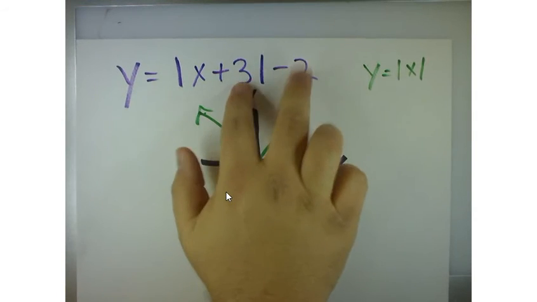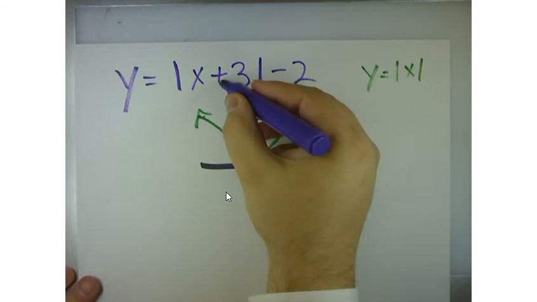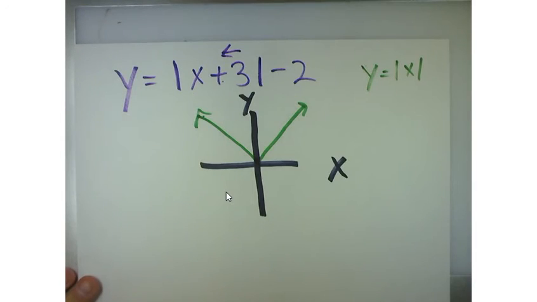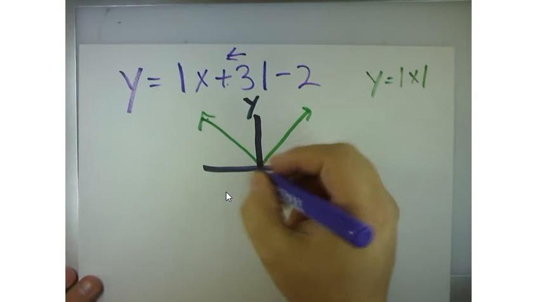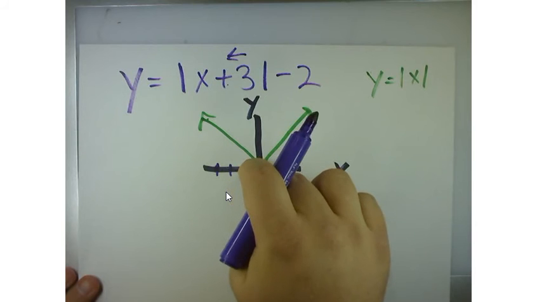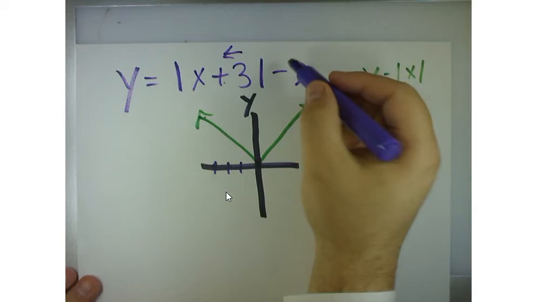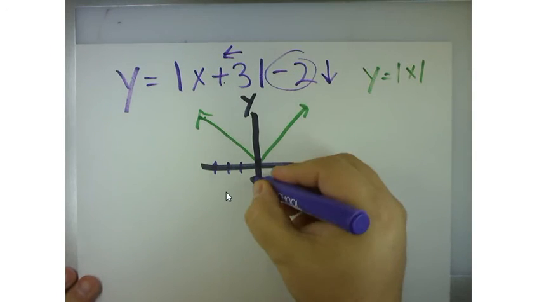What information do I have here that can help me? What I like to do is start at the vertex. If the vertex is here, what does the plus 3 mean? The plus 3 means I'm going to go 3 units to the left because it's inside the parentheses, and we always do the opposite direction if it's inside the parentheses. So I'm going to go over 1, 2, 3. So this vertex, this V part right here, is now moved over 3 units to the left. Now what does the minus 2 tell you? To shift it down 2 units. So I'm going to go down 1, 2.